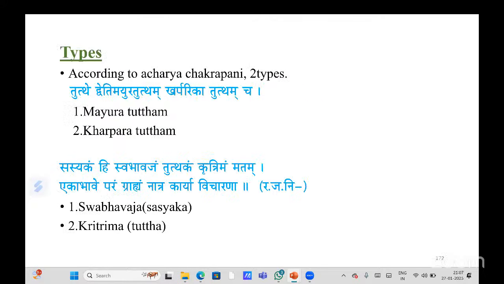Usually from Pariyayas and types, you may get the MCQ in relation with these syllabus points number 8, 9, 10. Okay, after that, types: according to Acharya Chakrapani, two types, Mayura Tutta and Karpara Tutta. According to Rasa Jalanidhi, Svabhavaja and Krutrima. Natural occurring is Sasyaka and artificially prepared is Tutta.